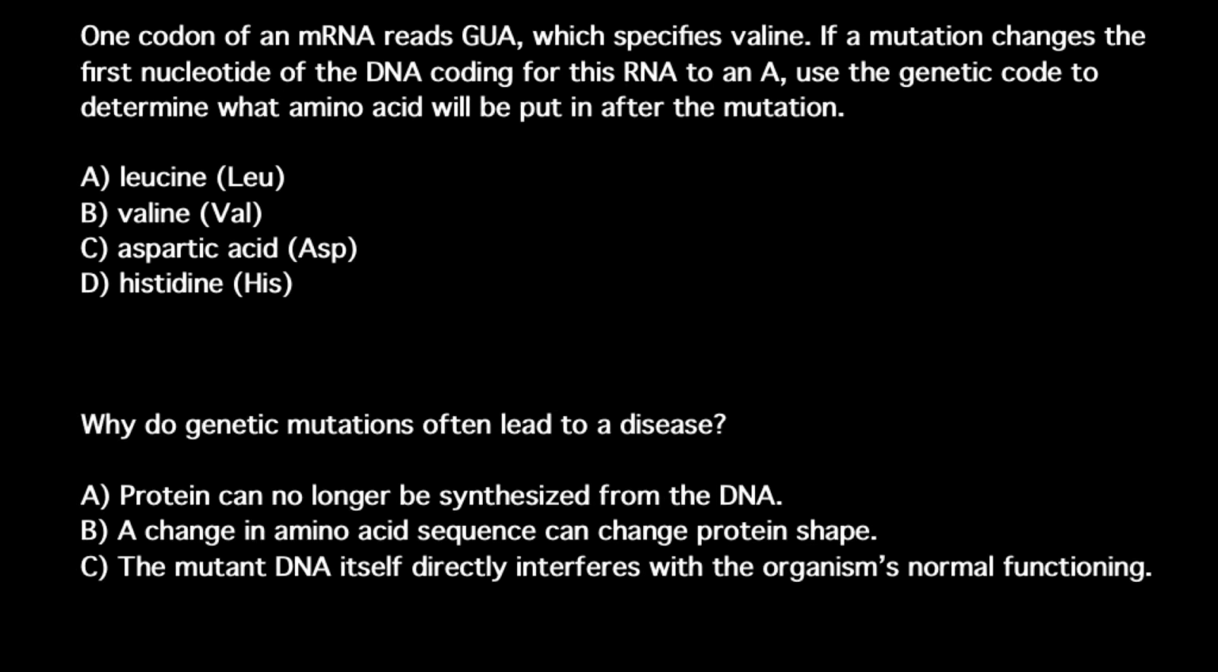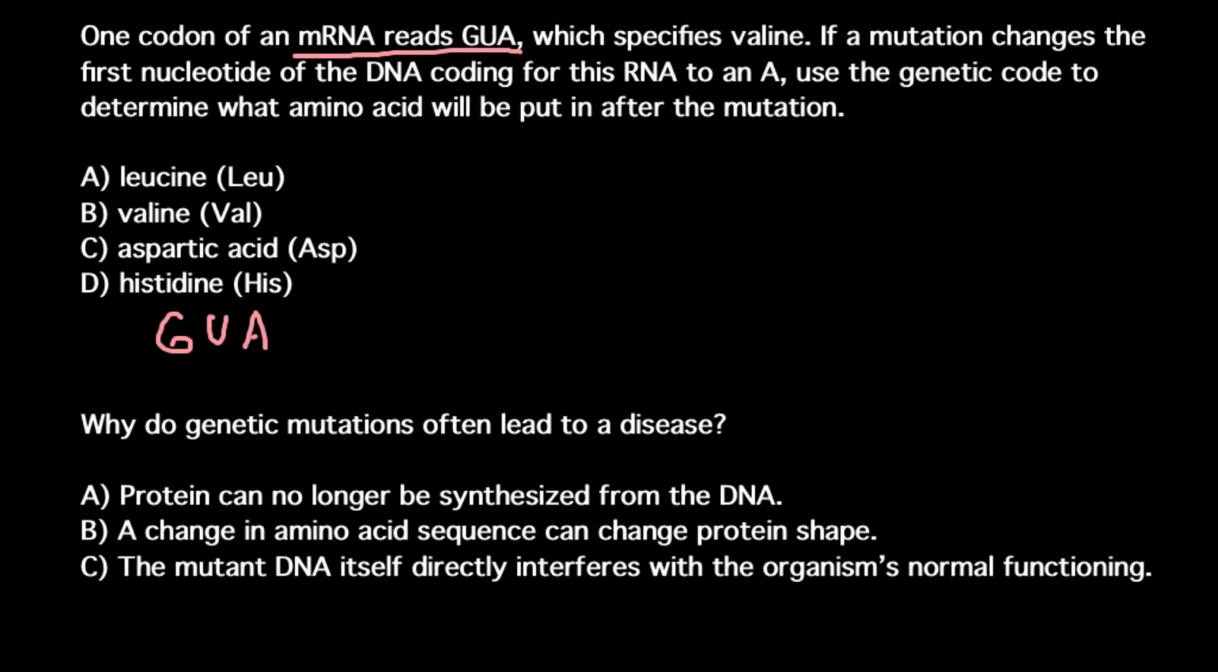If a mutation changes the first nucleotide of the DNA coding for this RNA to an A, use the genetic code to determine what amino acid will be put in after the mutation. So what we have here is a messenger RNA that reads GUA. Let's list this trinucleotide. This is going to be GUA. So what would be the corresponding DNA sequence?